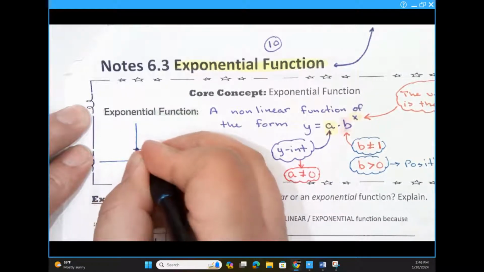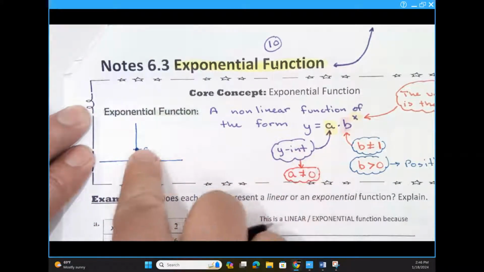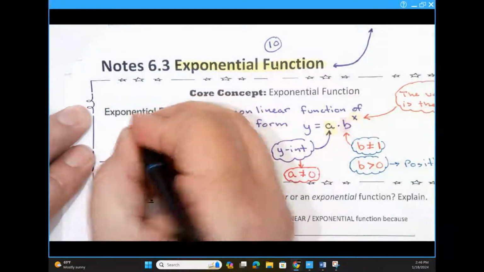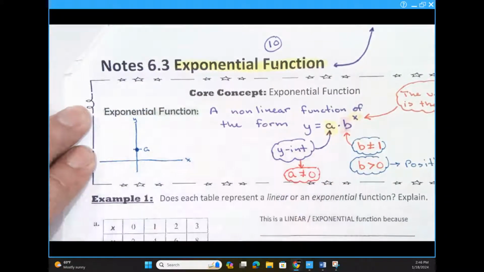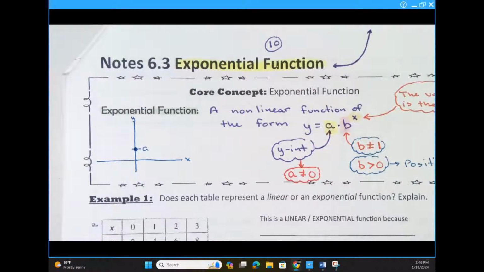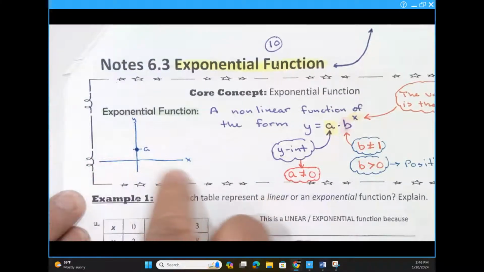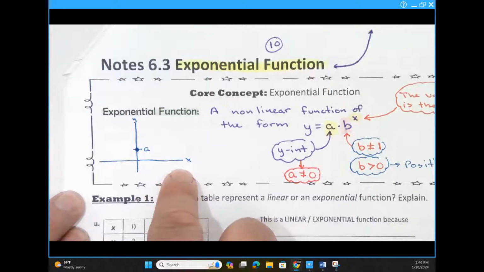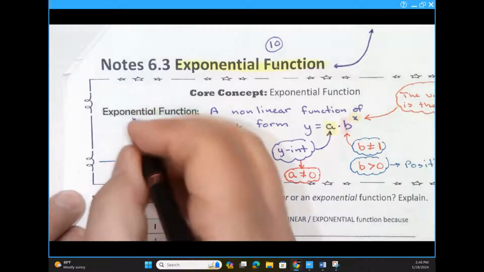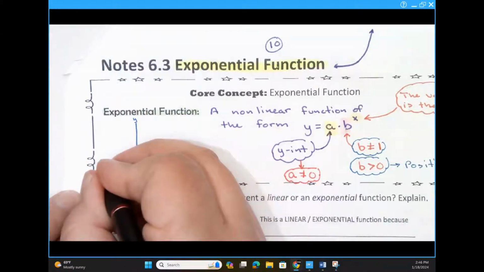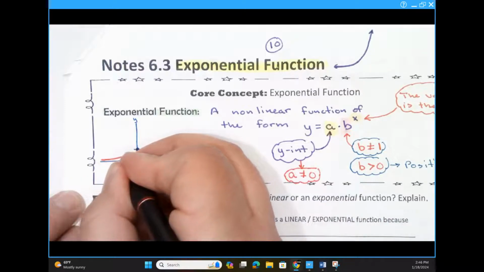Remember, that is whatever a is. That's where I'm going to touch the y-axis. Always going to touch there. But here's an example of an exponential function. Remember, it's very flat, but it actually never touches the x-axis. That's what's interesting about an exponential function. It's right above it, never quite touches it.